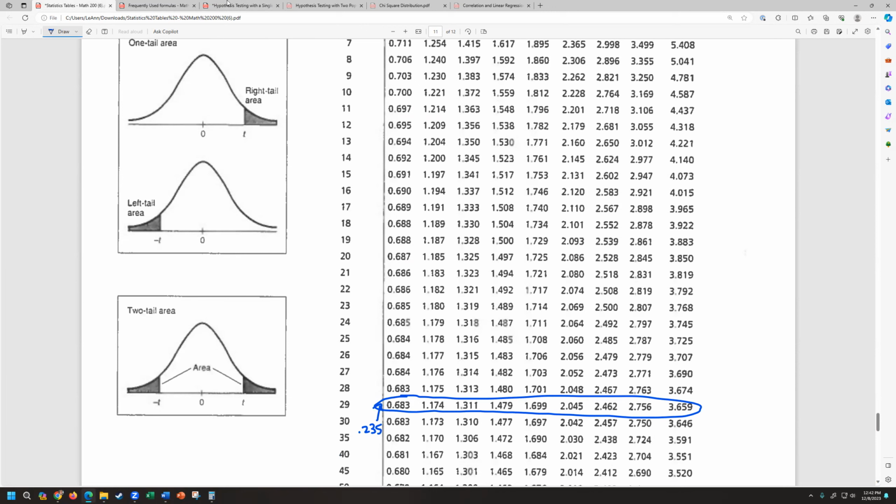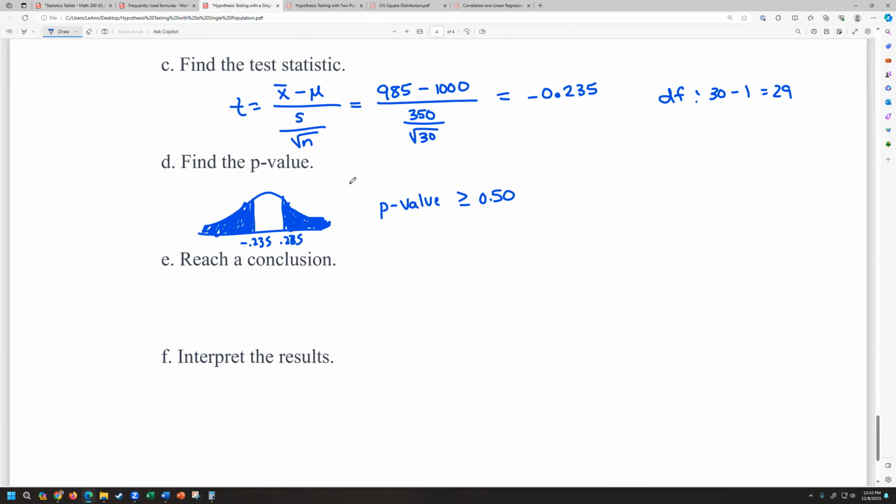So what we get from this is that since our p-value, which is 0.50, that's the smallest it can get, or bigger, is greater than our alpha, which in this problem was 0.01, so way bigger than that, we cannot reject the null.